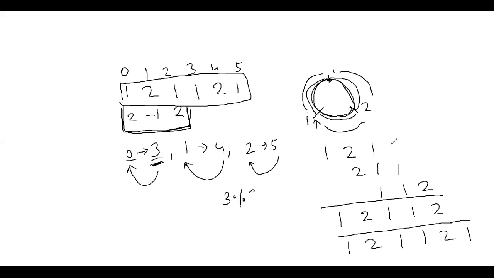Three, remainder 3. Mod 3. Same 4, 3, 5, 3. This is 0, this is 1, this is 2. So with this simple trick, we have solved already this problem.